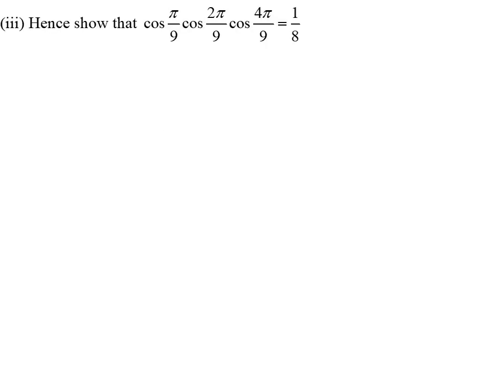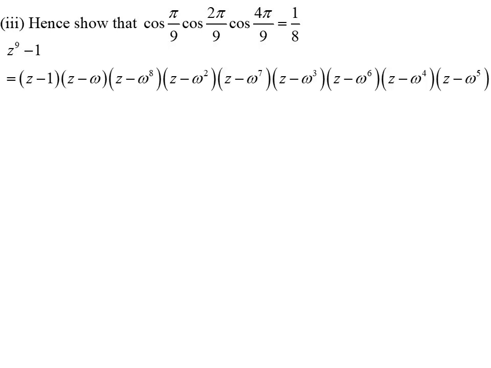Ooh, hence show that these 3 things multiplied together is equal to 1/8. Now hence, that's a little trigger, using what you just proved. What did we just prove? We just proved that all of these add up to 0. We also proved that these were solutions.